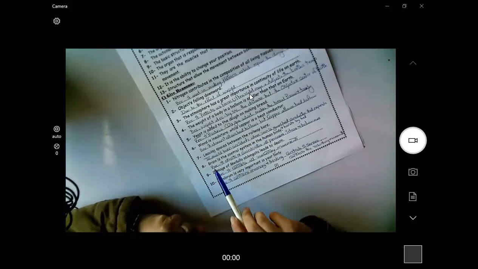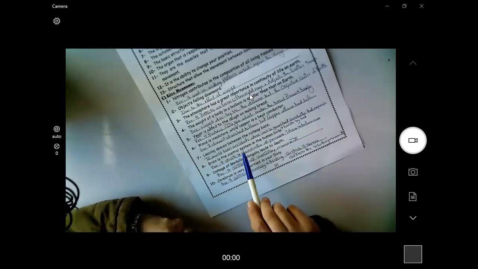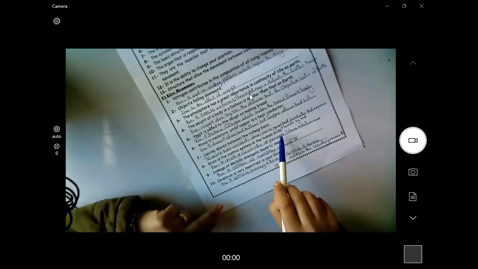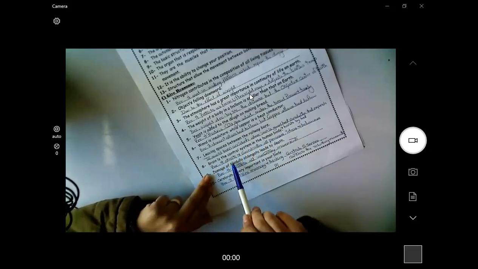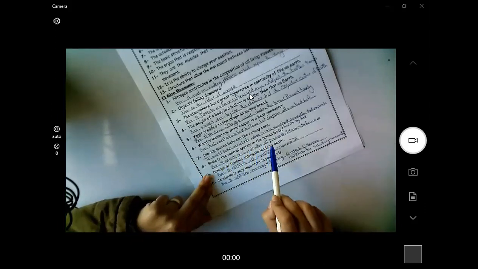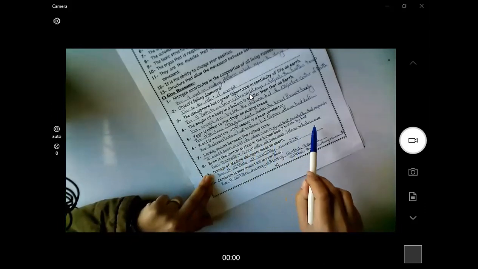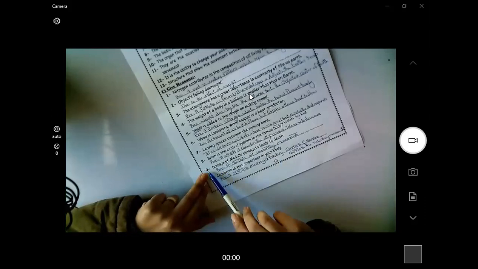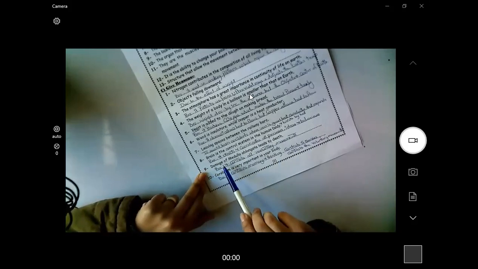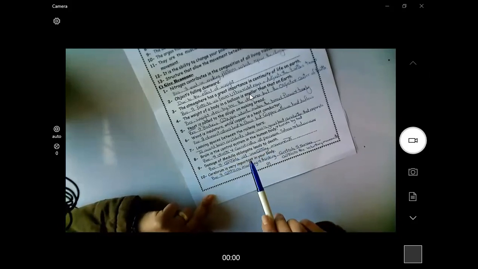Question number 8. Brain is the control system in the human body because it directs and coordinates all processes, ideas, and behaviors. Question number 9. Damage of medulla oblongata leads to death because it controls all involuntary movements.